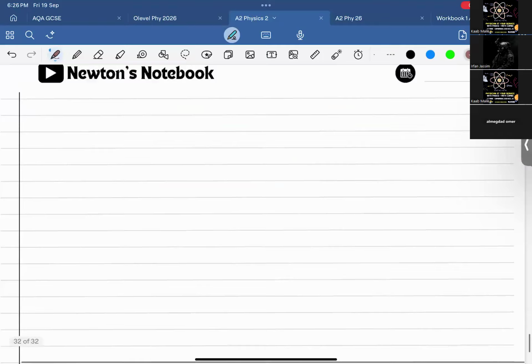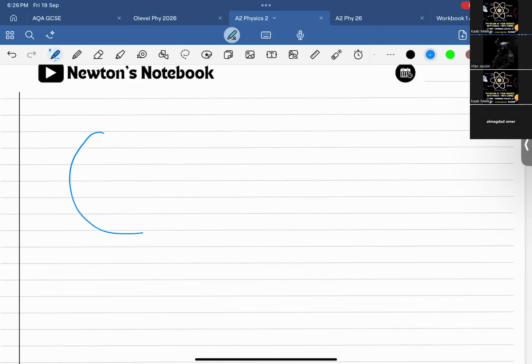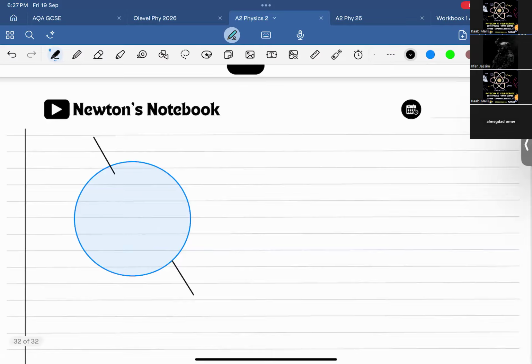Now, this is the Earth I have, and this is the axis. You know that the Earth is tilted around its own axis. So this is, let's say, the axis, and let's say this is the satellite.